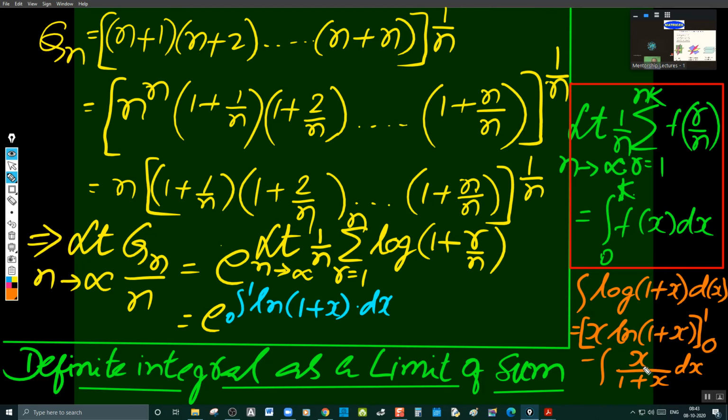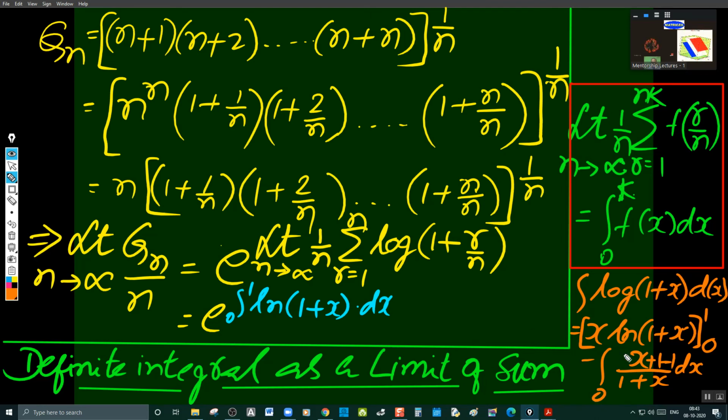Now what is the integral of x by 1 plus x? Add 1 and subtract 1. Then you will get 1, integral 1 is x there, and minus 1 upon 1 plus x, log of 1 plus x. So again apply the limits for this.